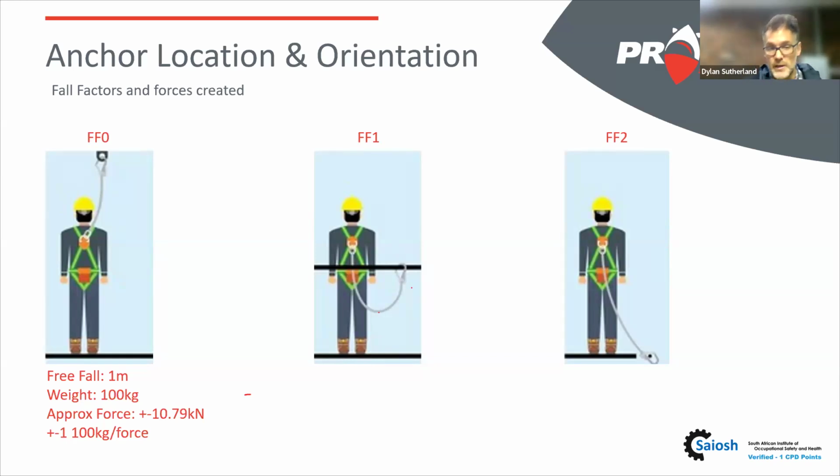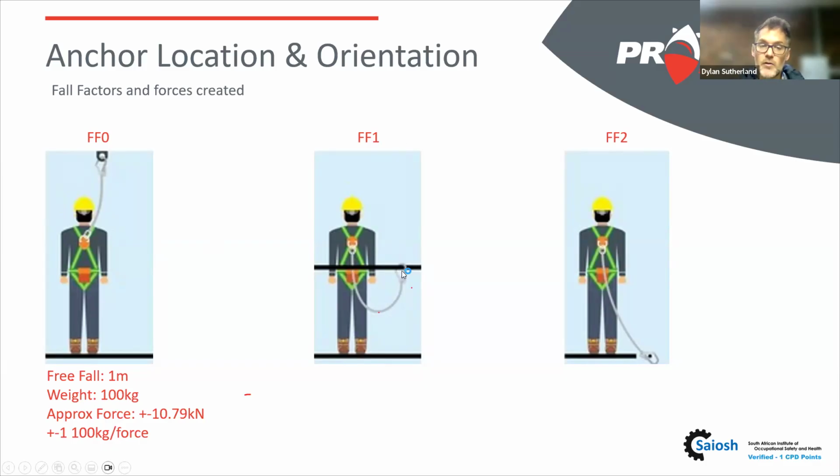However, the human body can safely withstand about 600 kilograms of force, 6 kilonewtons. Once I exceed that, I start exposing my body to internal damage, which could be life-threatening. So this is an instance without a shock absorber, so worst case scenario. When we look at fall factor 1, which is slightly different, we just drop the lanyard slightly.